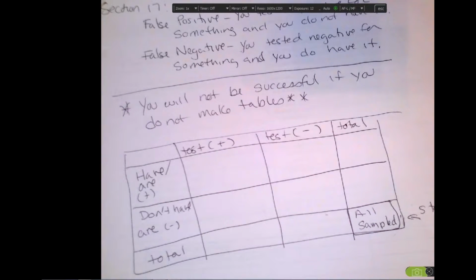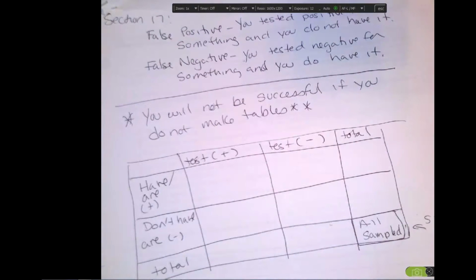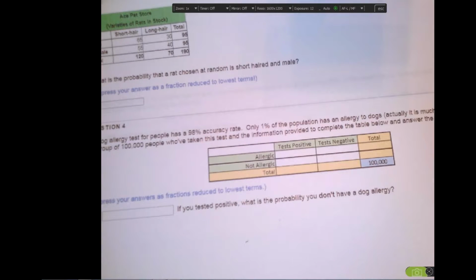So let's look at, and they do usually ask you definitions here to describe something. So let's look at this one on the quiz.